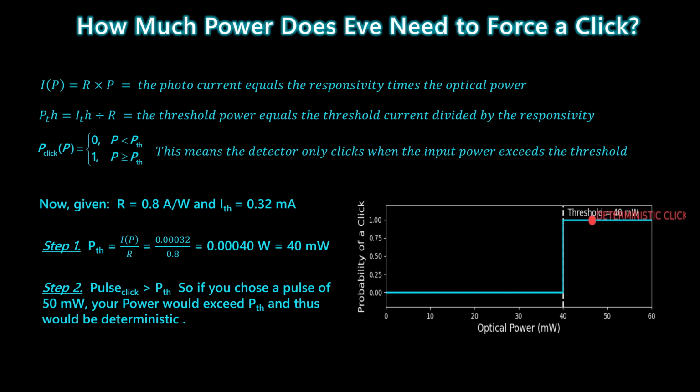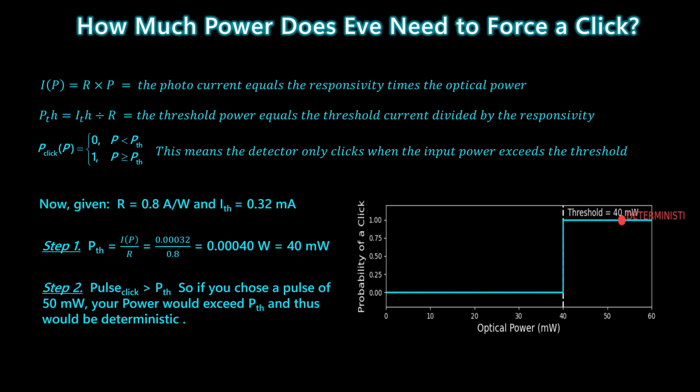Now that we understand how a blinded detector behaves, let's look at how much optical power Eve actually needs to force a click. A photodiode produces a current that's proportional to the optical power hitting it. That relationship is set by the detector's responsivity, and every detector also has a threshold current. Below that level, the circuitry reports no click, and above it, the detector fires.